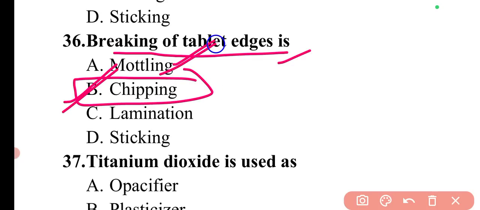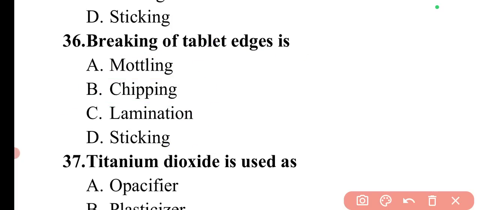Mottling we have already discussed, like it is the improper coloring or unequal distribution of coloring. Lamination we have discussed, like it is the separation of tablet into two or more parts horizontally. Sticking means the tablet is stuck to the die wall. So these are the different things.